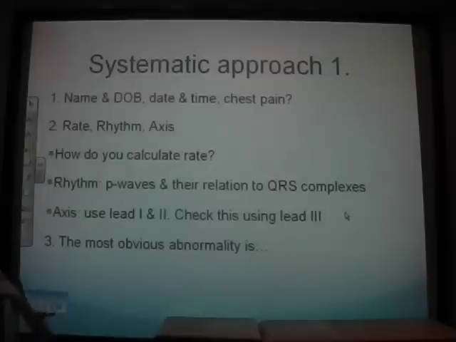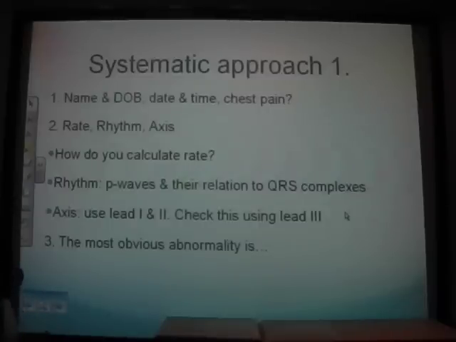So how do you calculate rate? Number of big boxes between each complex into 300. Yeah, you can use that method. Does anybody use a different method? Count the QRSs and times by 6. Brilliant. And that's if you've got a 10-second tracing. So good, so you can do that. So if I was to say that there were 4 small squares between each RR, how fast would that be going? Good.